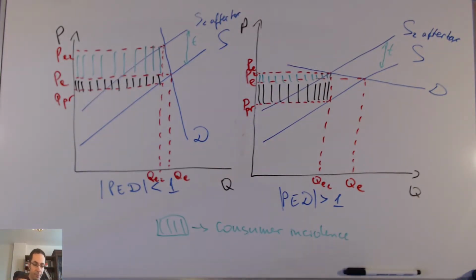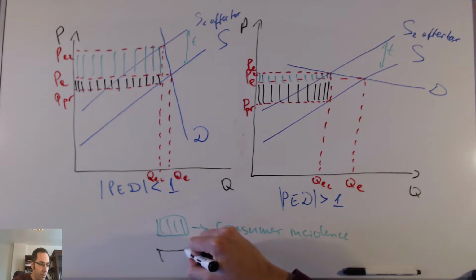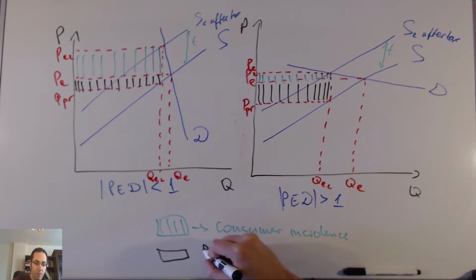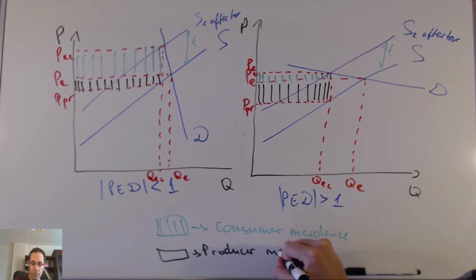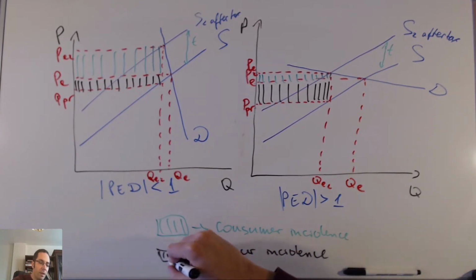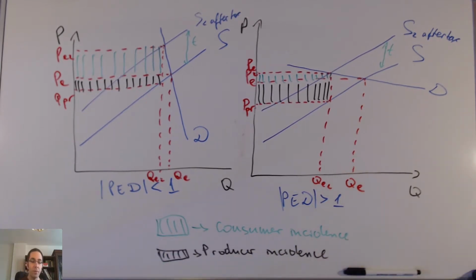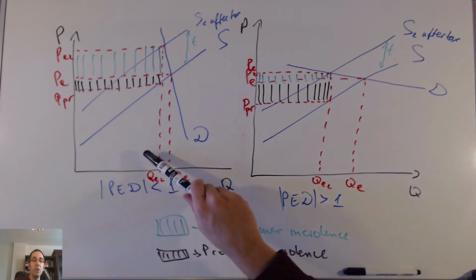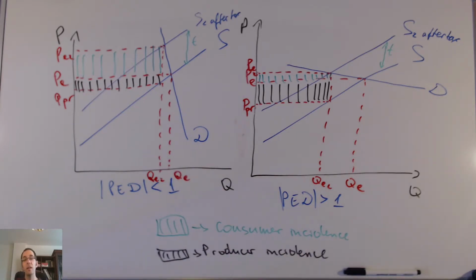And so this is my producer incidence. And we can tell that the producer incidence is relatively smaller when we have inelastic demand, and relatively large when we have elastic demand.